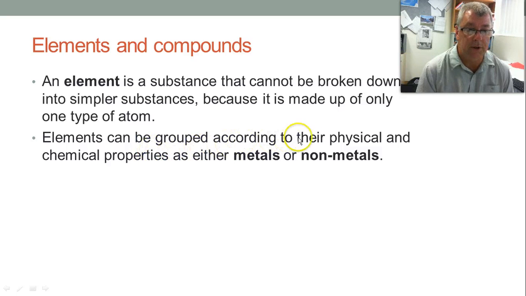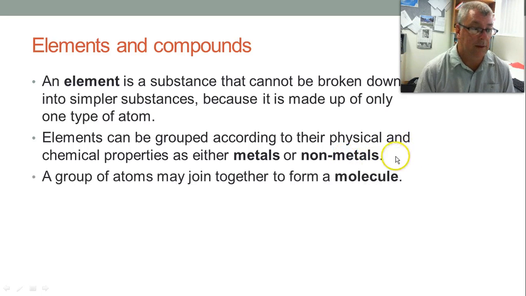Elements can be grouped according to their physical and chemical properties as either metals or non-metals. And so that's the first classification we have of elements, and we can do that through the periodic table, a very simple way of doing it. When we get to the periodic table, I'll tell you about that. Basically, the left hand side of the periodic table as you look at it are metals, and the right hand side are non-metals, and there's a line that distinguishes between the two.